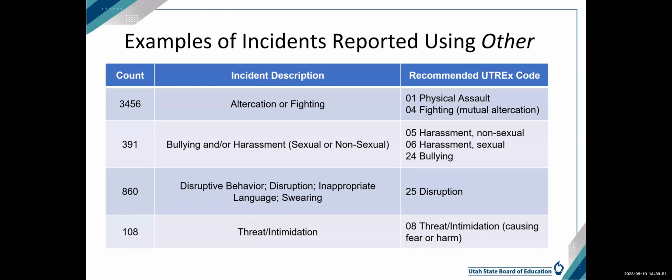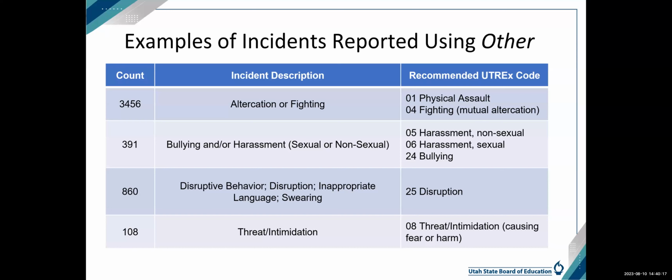To give you the context of how many were mislabeled, at least 3,456 described an incident as altercation or fighting, but they classified it as other. LEAs, you can let your administrators, whoever's inputting it, look at your LEA policy. Is it actually physical assault? Use the physical assault code. Or is it the fighting mutual altercation code?